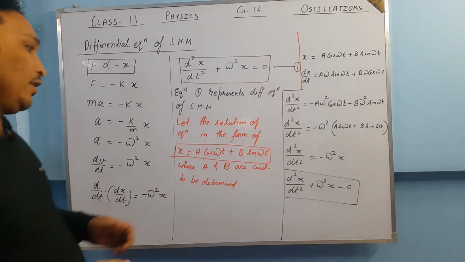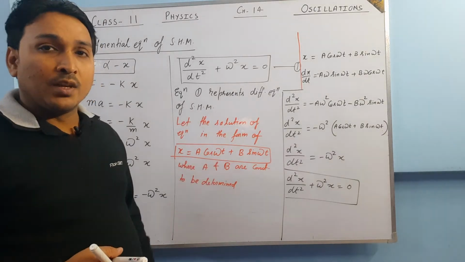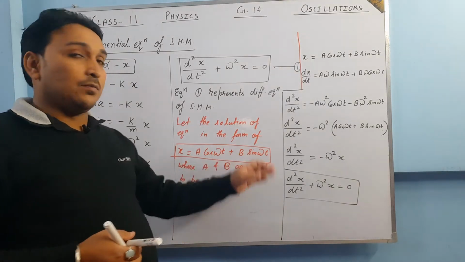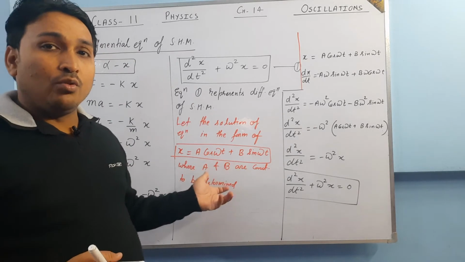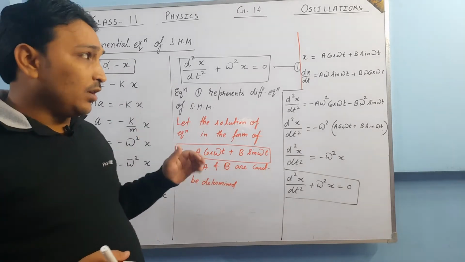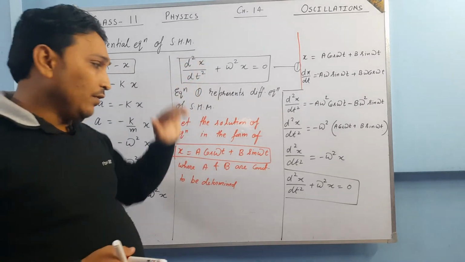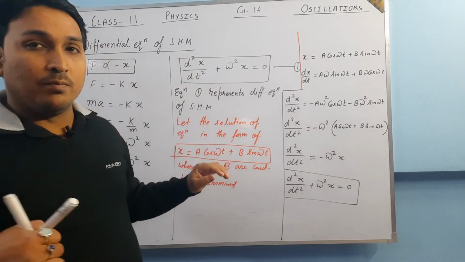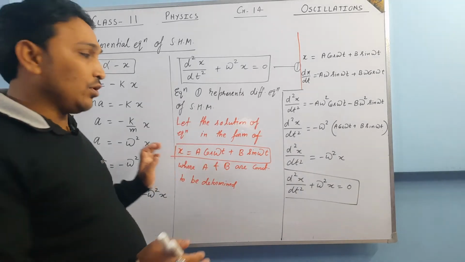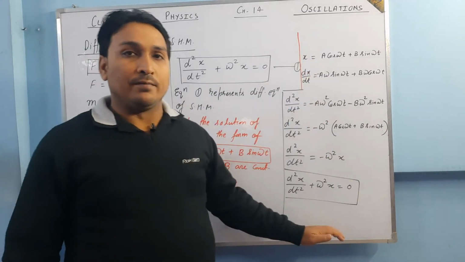From where did we actually start? We started from here: x is equal to A cos omega t plus B sin omega t. It has nothing to do with SHM as such, but since for the double derivative equation, its solution is given in this form only, and just to make you sure how that solution comes, I have done this.